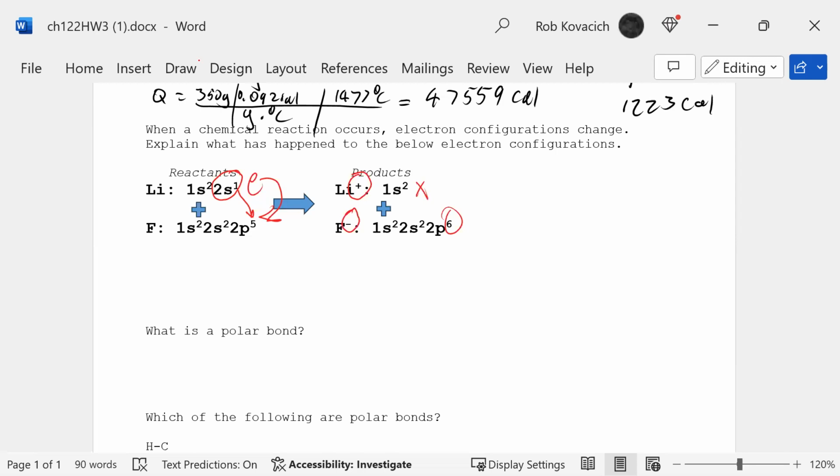Does the lithium want to do what it's doing here in this problem? And does the fluorine want to do what it's doing here in the problem? So is this like a mild reaction or violent reaction? It's violent when they really want to do it. They really want to do this.